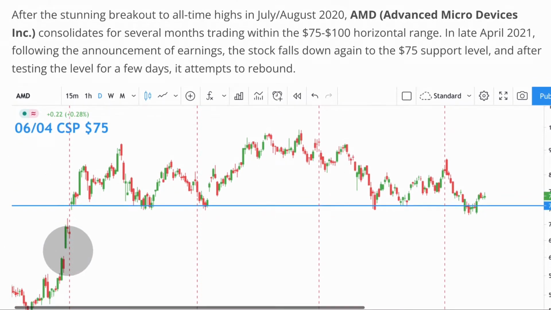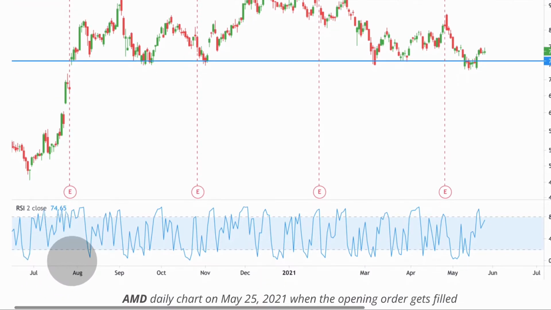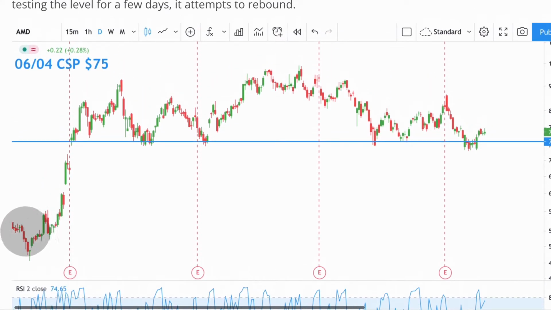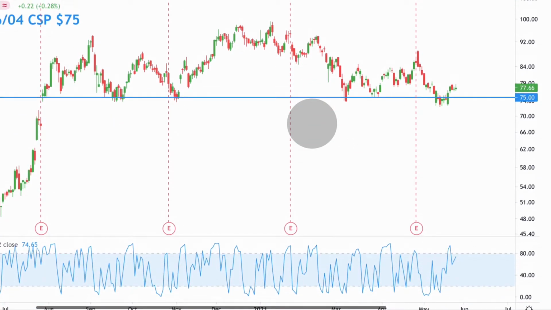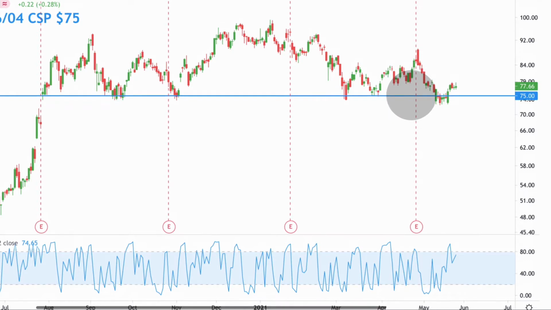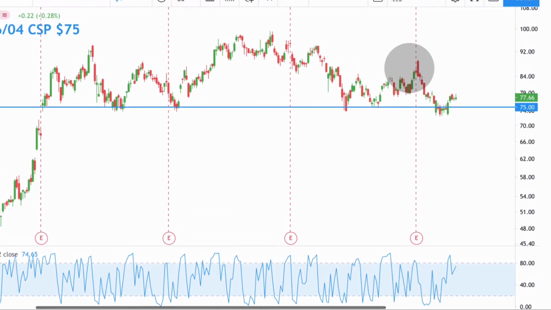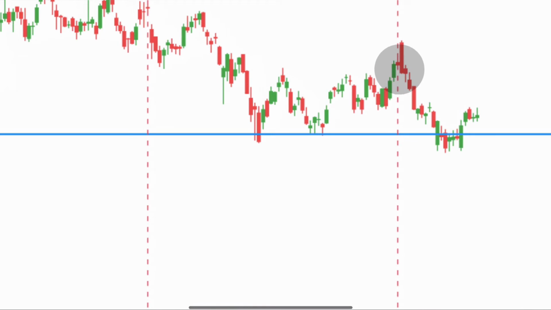Basically, we were coming from July, August 2020. You can see the pattern, AMD breaking out above the 75 level. And then for several months, the price has been going down and up in this range between the 75 and the 100 level. So fast forward, we are at the end of May. There has been earnings around the end of April, and you see here after earnings this solid red candle.